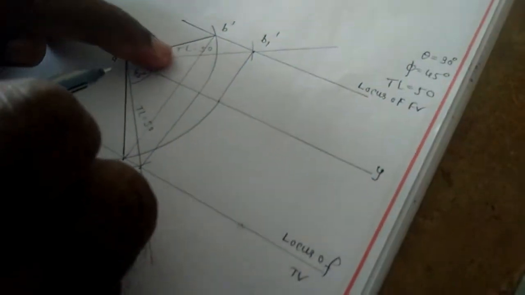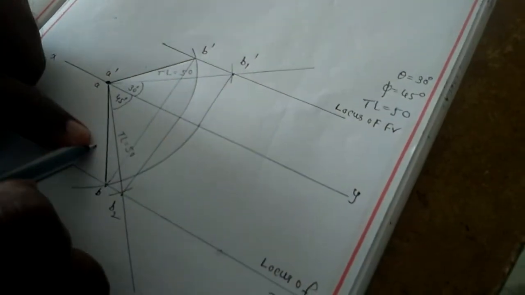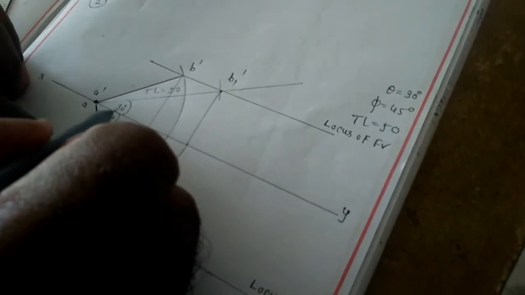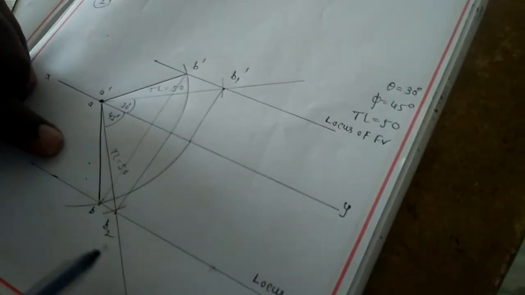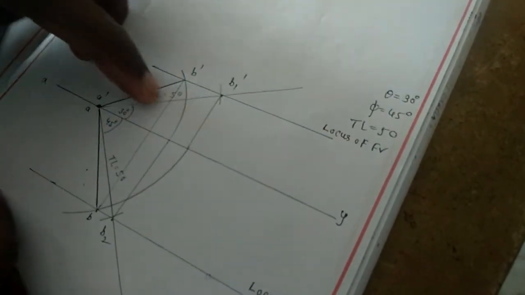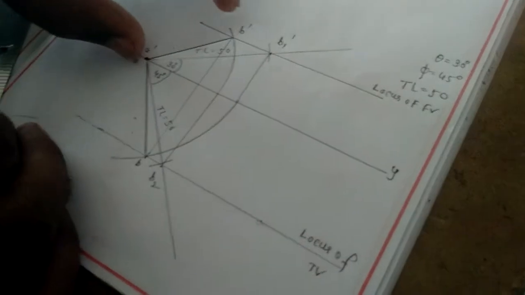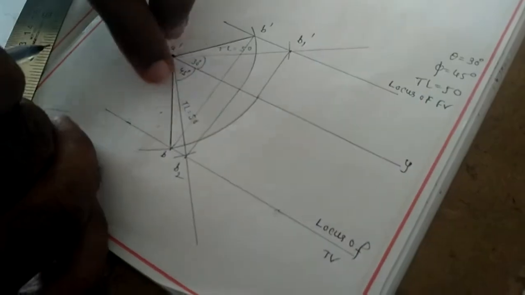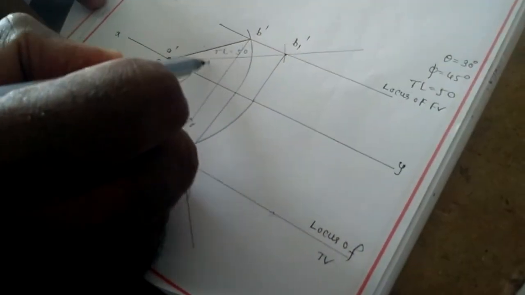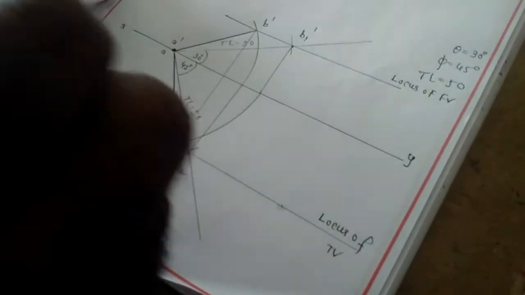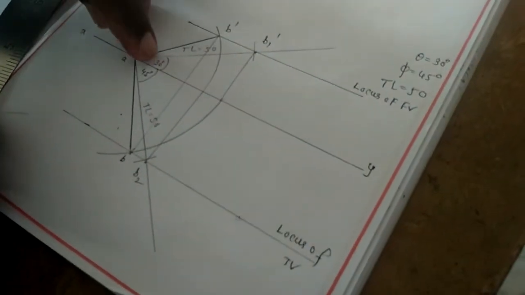Remember that the front view is less than 50. The top view is also less than 50. Why? Because when the line makes angles theta and phi with XY, that is, when a line is inclined to HP and at the same time inclined to VP, both front view and top view are shorter than the true length. Here, the angle made by the front view with XY is called alpha. The angle made by the top view with XY is beta. So alpha is always greater than 30. Beta is always greater than 45. Please remember that they are called apparent angles. So here this is 30, this is 45.